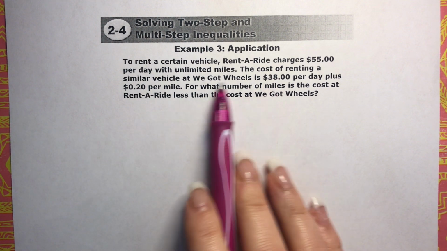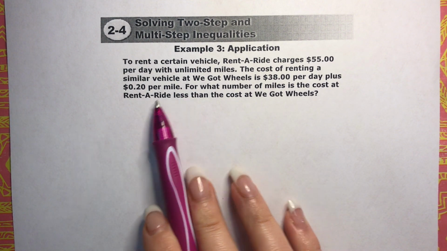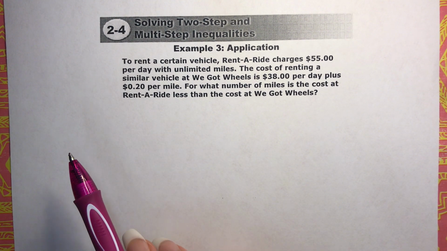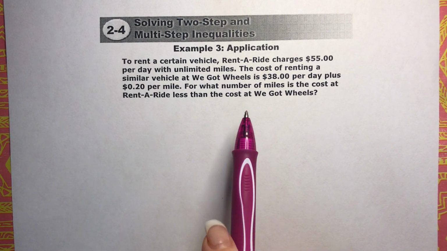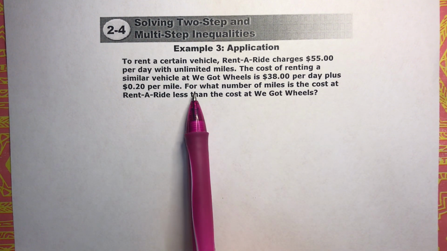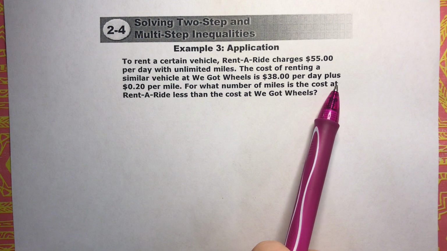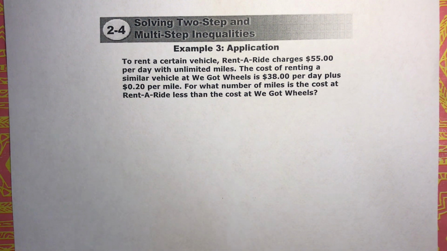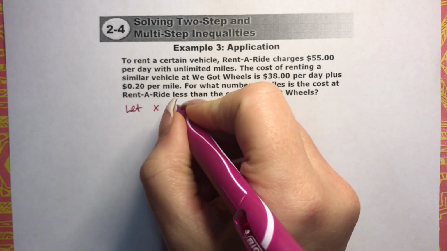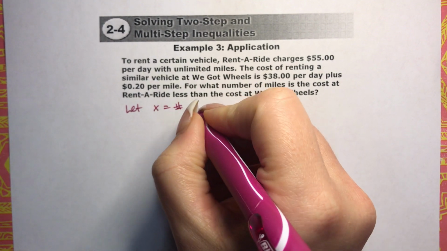All right, so before we get started, we're going to have to define a variable, write an inequality, and then solve to find our answer. So first, what is the variable? Usually it's in the question. For what number of miles is the cost? So what's the thing we don't know? We don't know the number of miles. So let x equal number of miles.